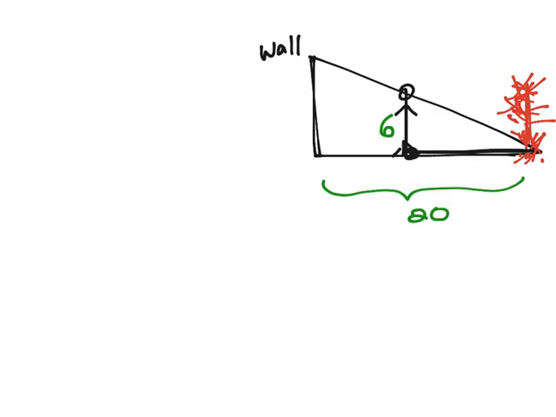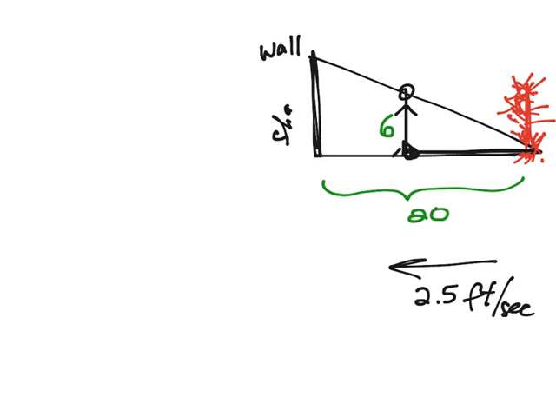The person is walking away from this spotlight towards this wall, and the rate is given, 2.5 feet per second. Here's my little person, 6 feet tall. The shadow is going to be on the wall in this case, when you're walking towards the wall and the spotlight is behind you. The shadow's length is not given.